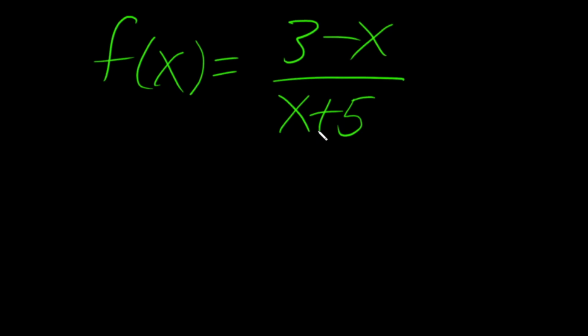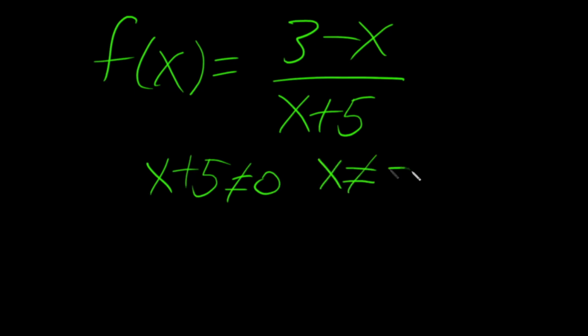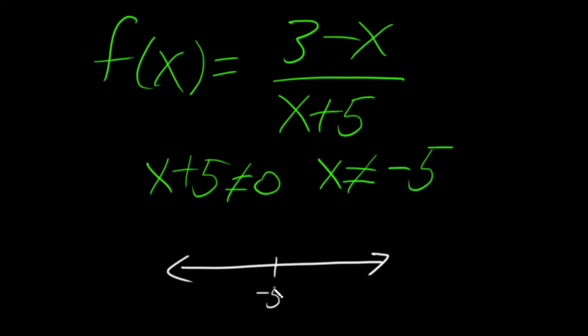For the denominator, we know that this cannot equal 0, so we're going to set x plus 5 not equal to 0 and solve for x. In this case, that means x cannot equal negative 5. So let's see what that looks like on a number line. If negative 5 is here, we know we cannot equal negative 5, so we're going to use an open circle to indicate that we're not including negative 5, but every other value to the left and right of negative 5 is good, so we can shade on either side.